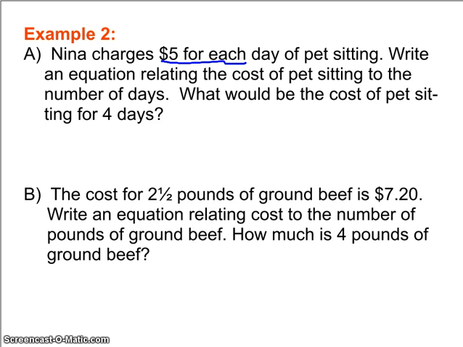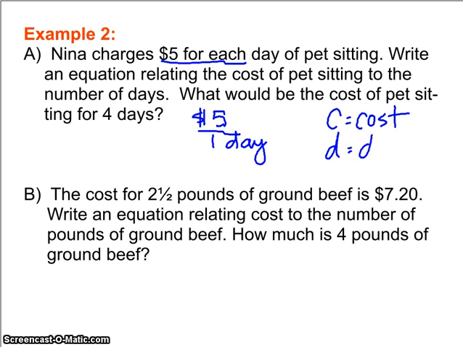Okay, so let's first start. Write an equation relating the cost of pet sitting to the number of days. Well, the cost, we know, is $5 for 1 day. Okay, so the equation then, again, let's think about what we are solving here for. Let's use some variables. I'm going to use C for cost, okay, and the other thing here that we're looking at is D for days.